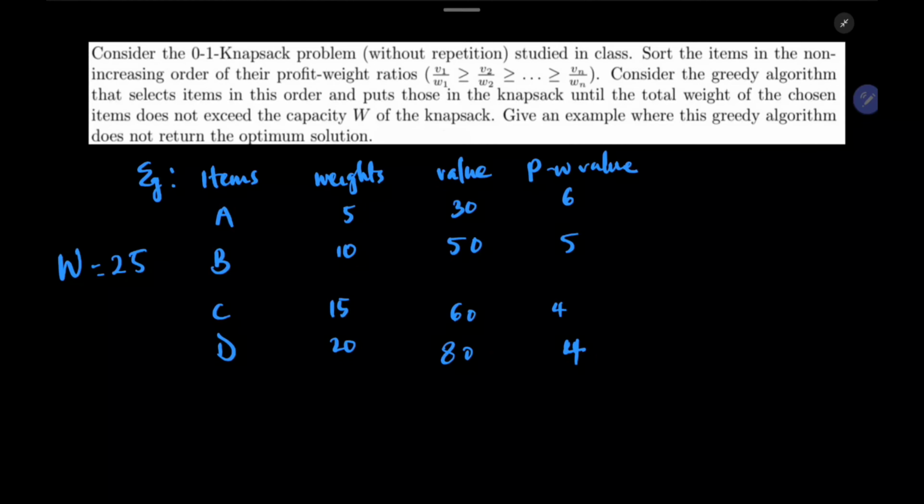If we selected A and D, we'd fill up our knapsack to capacity. We'll have weight 5 plus 20, that's 25, and our value would be maximized. That's 30 plus 80, that's 110. When we pick items A and D, we have value 30 plus 80, that's 110, and this is our optimal choice. So we see that the greedy algorithm does not give us an optimal solution for this problem.